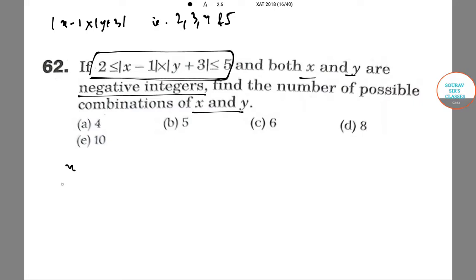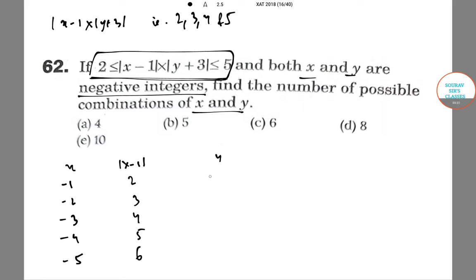Now taking x to be minus 1, minus 2, minus 3, minus 4 and minus 5, we get mod x minus 1. So for minus 1, mod of minus 2 is 2. And similarly for x equal to minus 2, mod of minus 2 minus 1, so mod minus 3 is 3. And in this way we get for minus 3, 4, then 5, then 6.